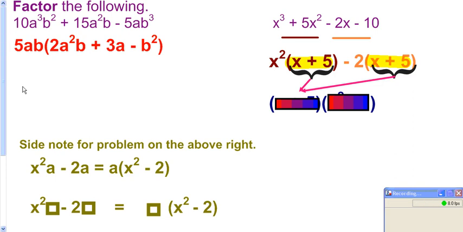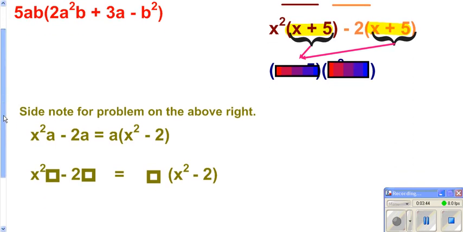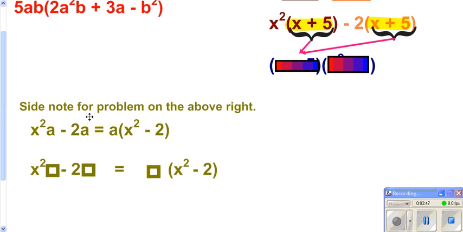Well, before we do the next step here, let's go down and take a look at this. Suppose you were given this problem here and you were asked to factor it. Well, you'd pull out your greatest common factor. You'd pull your a out, and so you'd factor it into this here.